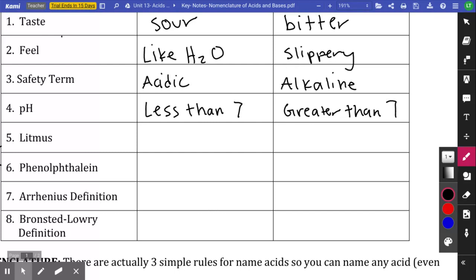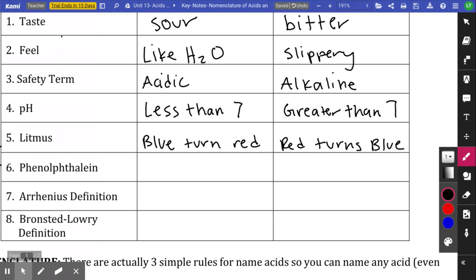And so the first one is litmus paper. We have blue litmus paper and we have red litmus paper. And litmus paper turns certain colors depending on if it's put into a base or into an acid. So for acids, if you have blue litmus paper, it's going to turn red. If you're using red litmus paper, it just stays red, doesn't change. And then for bases, red litmus paper turns blue.